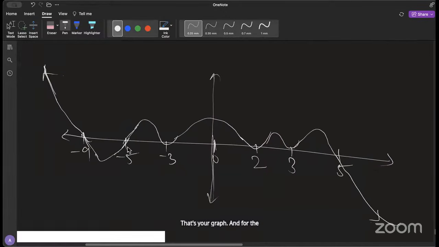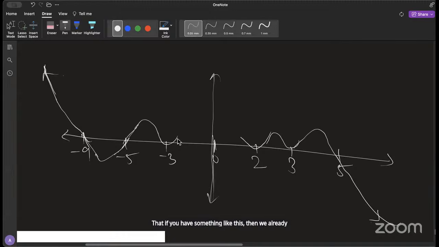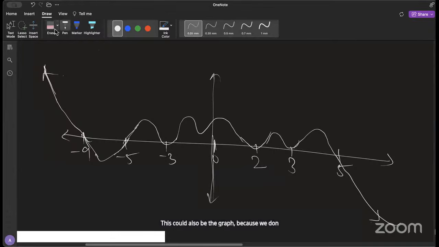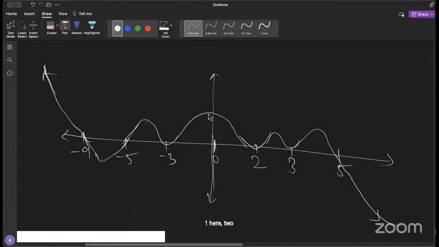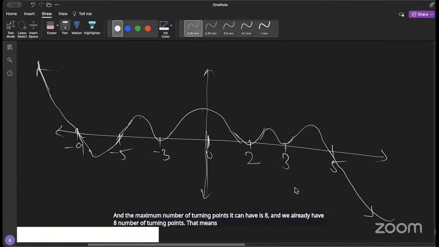And for the turning points, to check whether there are these number of turning points, because we've already discussed this in lecture 2, that if you have something like this, then we always have an uncertainty that maybe this is also true. This could also be the graph, because we don't know exactly how many turning points there are. We just know that they have to be less than or equal to n-1. So let's test the number of turning points here. 1 here, 2 here, 3 here, 4, 5, 6, 7, 8. So it has 8 turning points, and the degree was 9. The maximum number of turning points it can have is 8, and we already have 8 turning points. That means this is roughly how your graph looks.